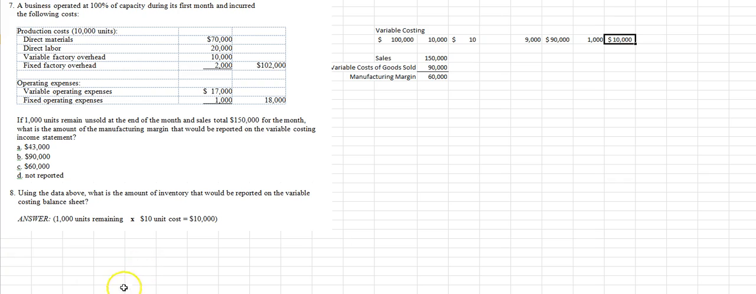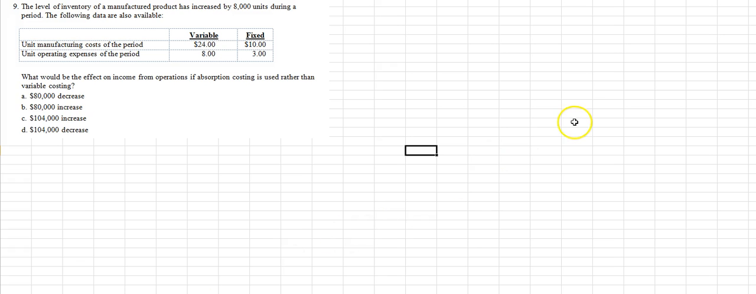Okay, so let's move on to problem number 9. In this problem, the key here is to focus on this area here, on fixed unit manufacturing costs. Why do we want to focus on fixed unit manufacturing costs? Because that's the only area that has a difference between fixed and variable costing. If you go to the review sheet or to the PowerPoint slides, you're going to see that under variable costing, and absorption costing.